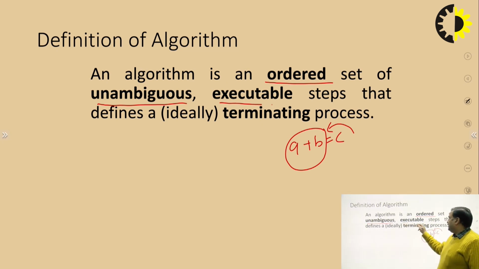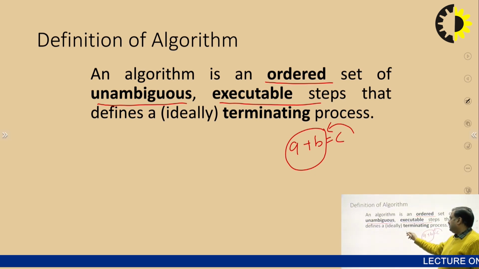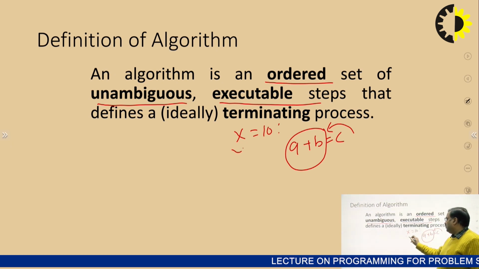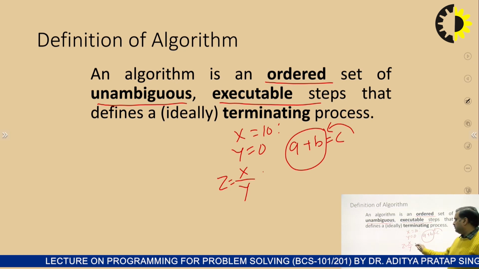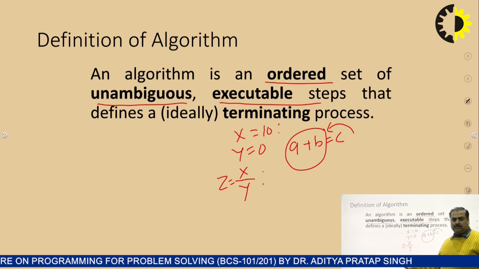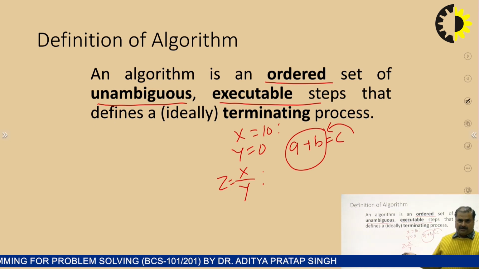Executable. Executable means the instruction which we are writing should be executable by the compiler, by the system. For example, we should not have a condition where x = 10 and y = 0 and we are performing x divided by y. Such an instruction we should not write, because in this example divide by 0 occurs, which is not defined. So we always need instructions which can be executed.